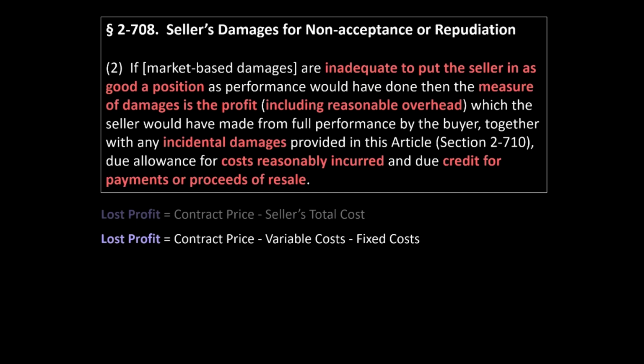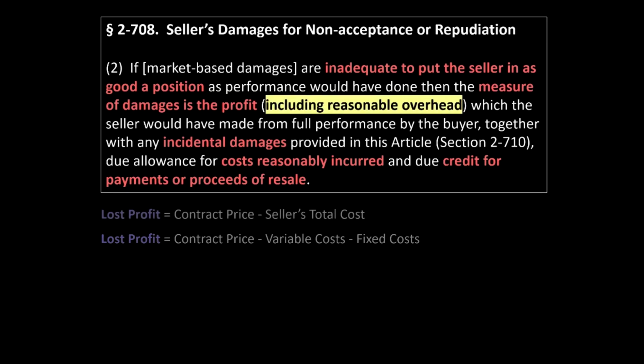In contrast to the seller's variable cost, the seller's overhead is the cost the seller would have incurred in its ordinary course of business, even if the contract had not existed. For example, the amounts the seller pays for rent of its facilities or the wages it pays to its employees would be examples of the seller's fixed cost, costs that the seller would have incurred in any case, regardless of whether the contract had been made. But Section 708 subsection 2 allows the seller to recoup a reasonable amount of its overhead as damages.